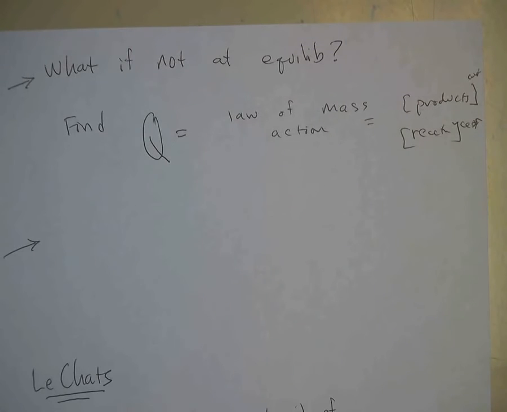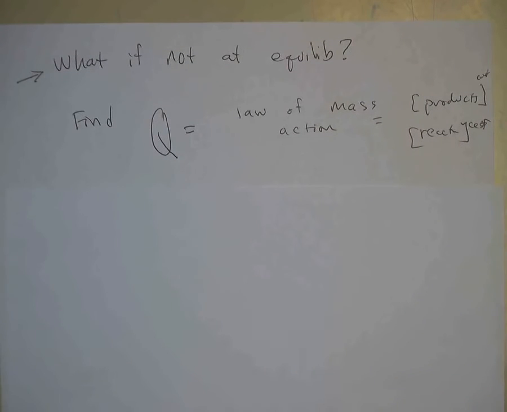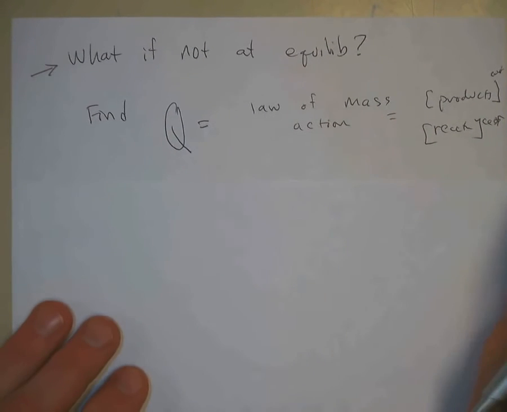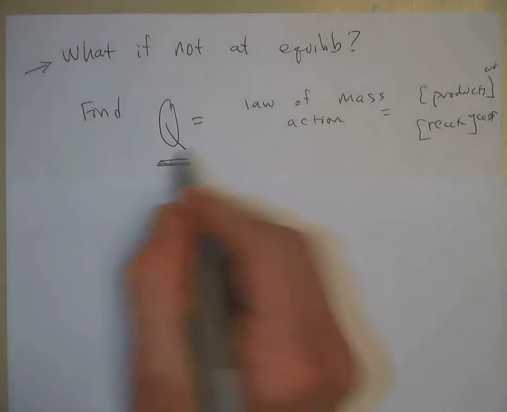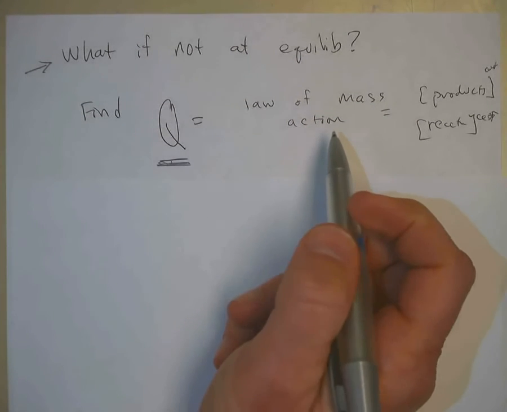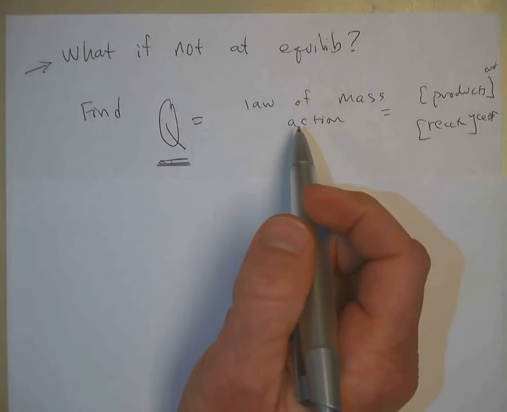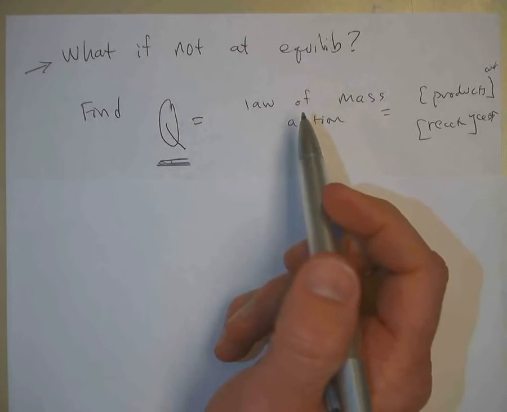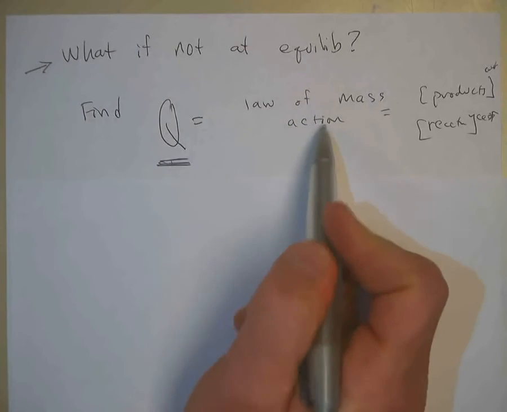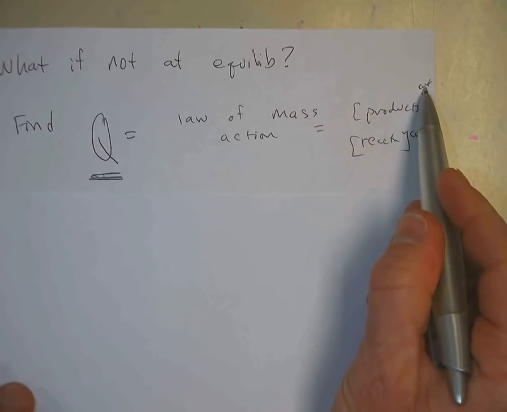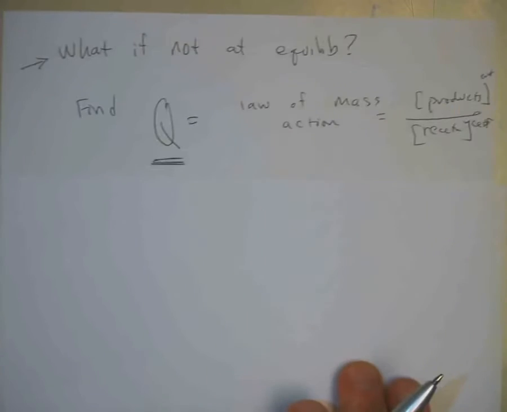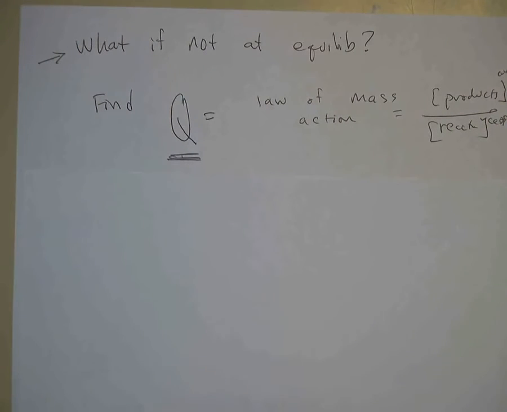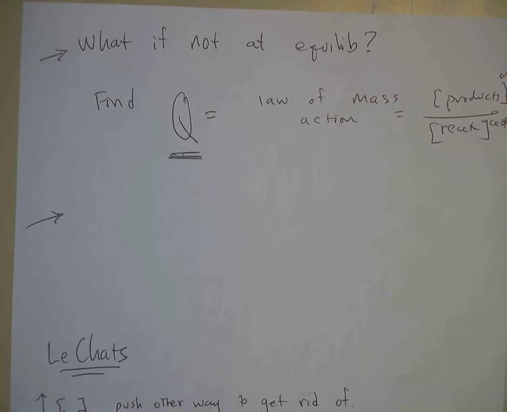in a particular reaction. So what if you're not at equilibrium? What if they tell you, here are some things, some concentrations. Where are you? Well, you can find this thing called Q. Q is the same thing as the equilibrium constant. Incidentally, the mathematics of the equilibrium constant is called the law of mass action, which is equal to the products to the power of its coefficients divided by the reactants to the power of its coefficients. The same thing you've already done. But Q is found when you're not at equilibrium.